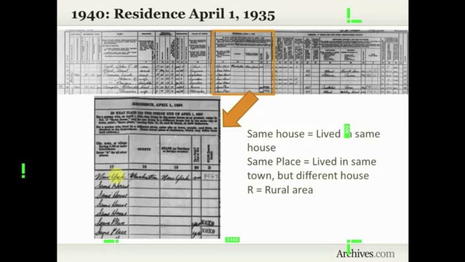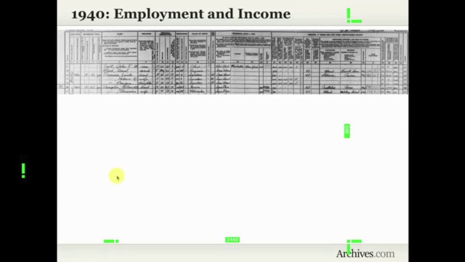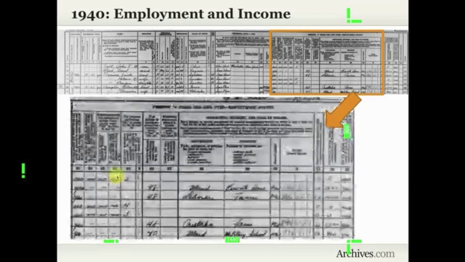Questions about employment and income in the 1940 census. There are so many questions that pertain to employment and income in 1940. We could spend this entire live stream just talking about this section of the 1940 census. So just be aware that there are a lot of questions. They're all up here at the top of the census. You can read them and see what they mean. And the codes that are used are listed at the very bottom of the census page.